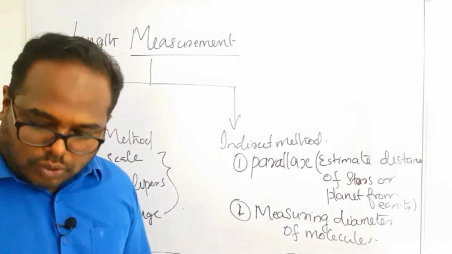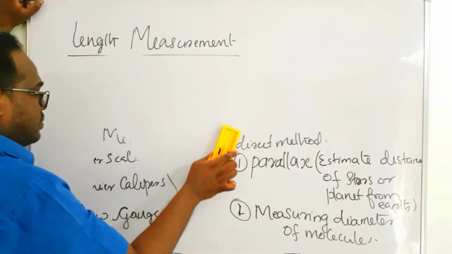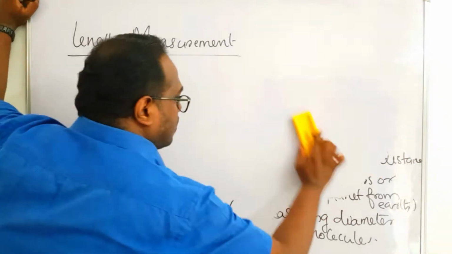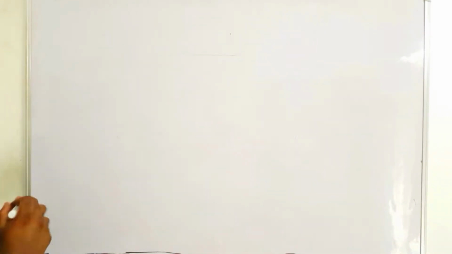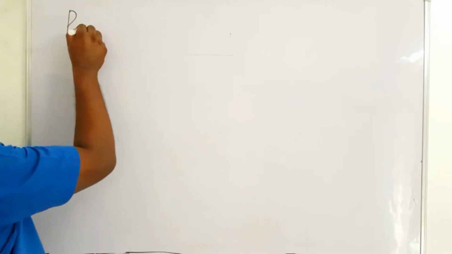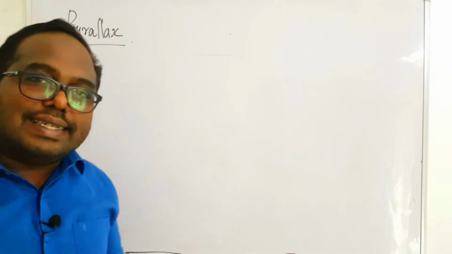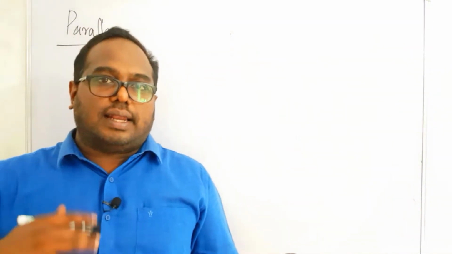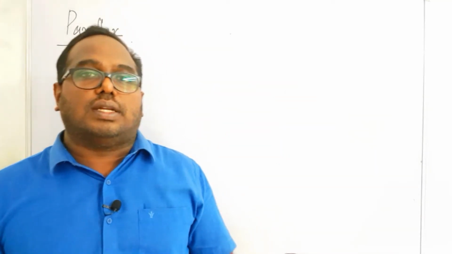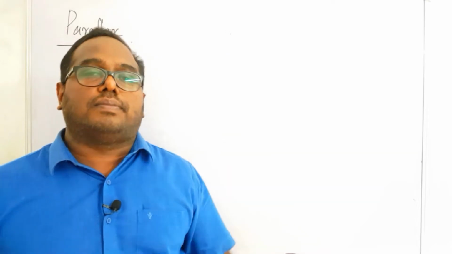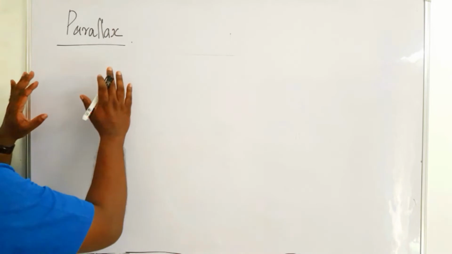Okay, so first is parallax method. First, we will understand what is parallax. Then we apply this logic and calculation to find out the distance of star from Earth's surface. Okay. So, what is parallax?